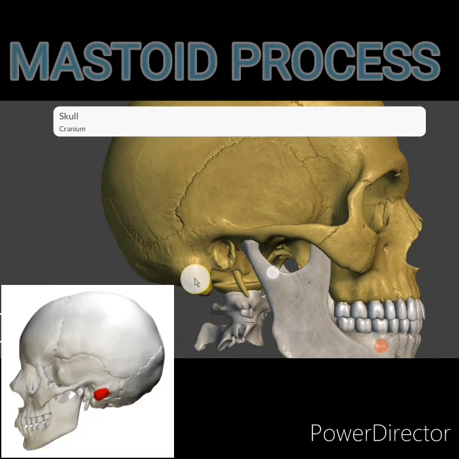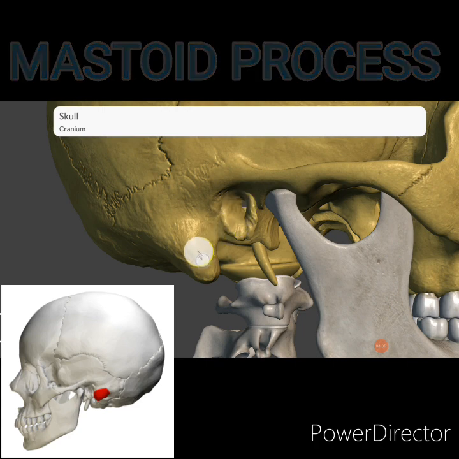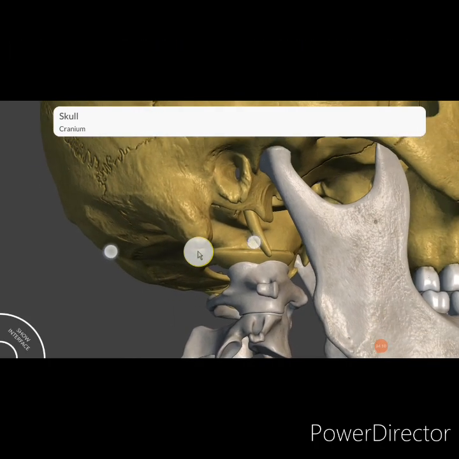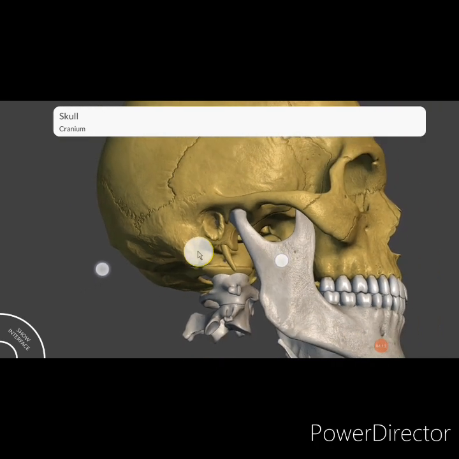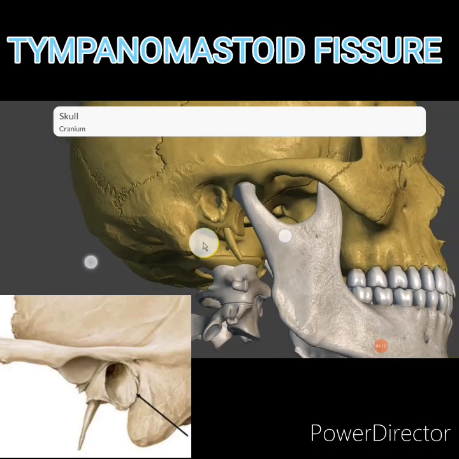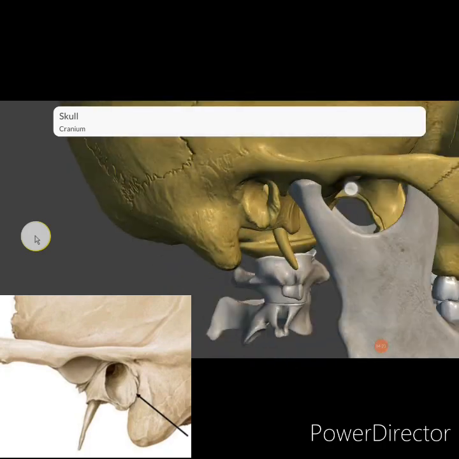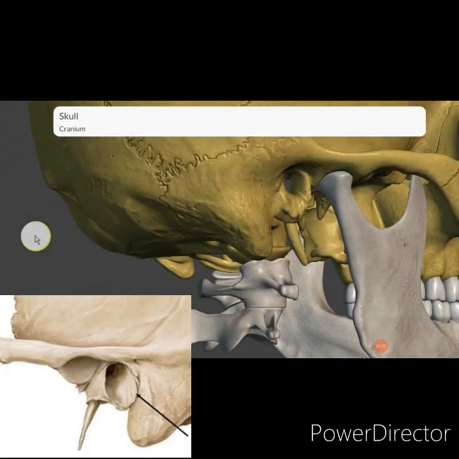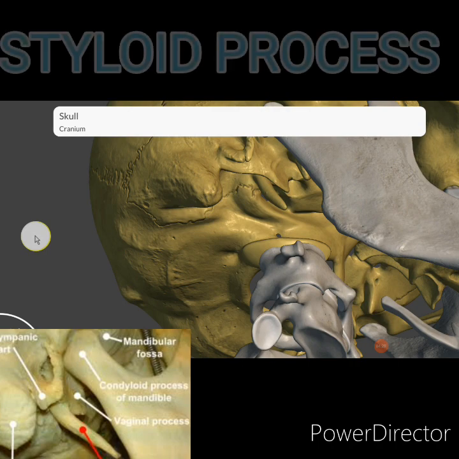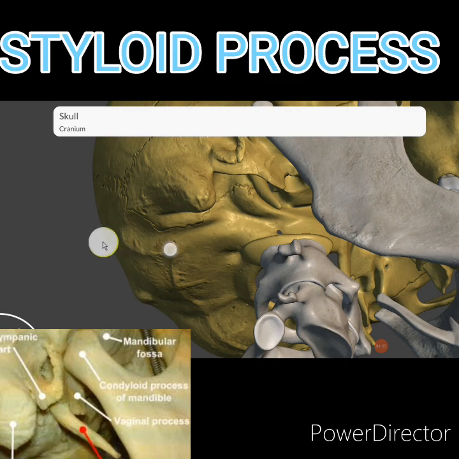From the mastoid part, there is a projection called mastoid process, which is posterior-inferior to the external acoustic meatus and appears during the second year of life. Tympanomastoid fissure is anterior to the base of the mastoid process. A foramen called mastoid foramen lies near the occipito-mastoid suture. Now, what is styloid process? It is a needle-like thin long projection from norma basalis and is anteromedial to the mastoid process.